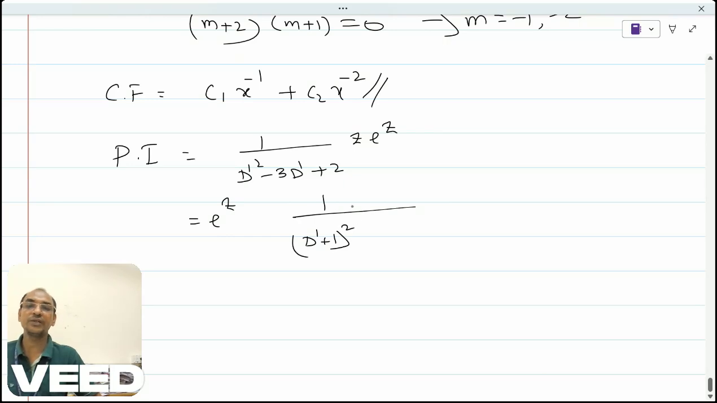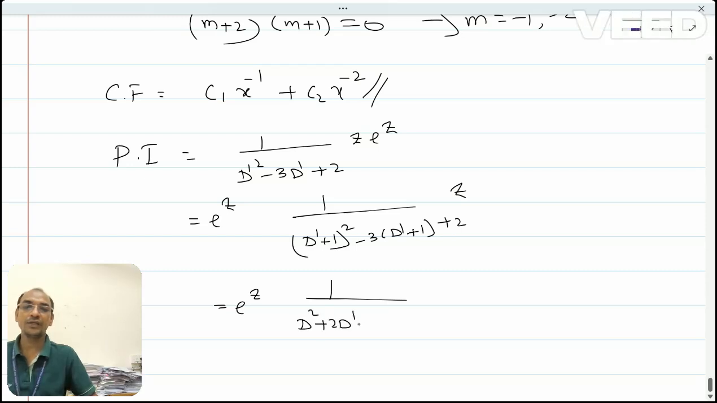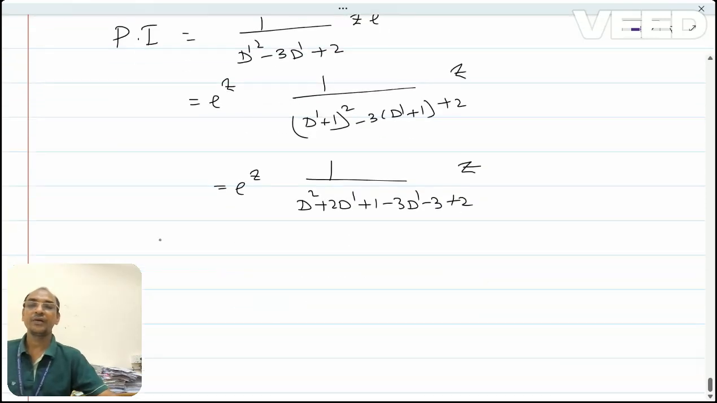Wherever D' is there, we will replace it by D' + 1 because here e^z is there. Plus 3 into (D' + 1) plus 2 into z, and e^z will be outside, and then here D'^2 + 2D' + 1 + 3D' + 3 + 2 into z. Now you simplify it and rewrite it again.